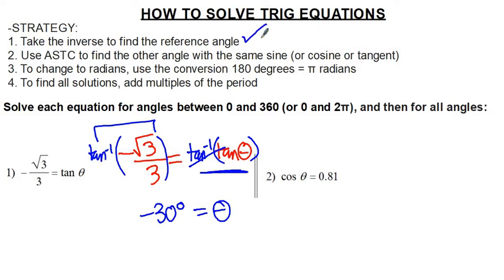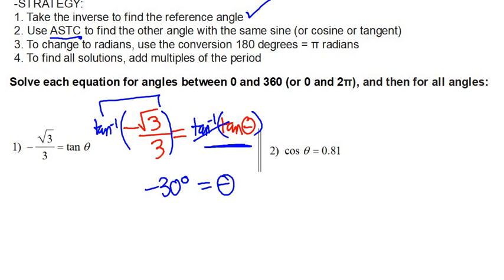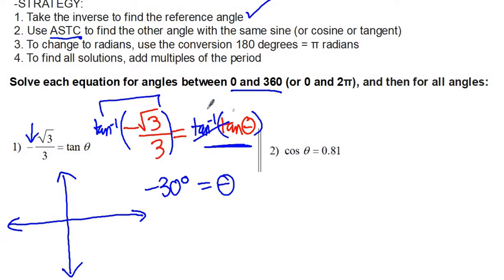So we're done with this. Second step is we have to use our acronym, All Students Take Calculus, to figure out where is the other angle. Because this question is asking us between 0 and 360, there's actually two places between 0 and 360 where tangent is negative. And I'll show you where both of those are, because that's what the problem is asking us. Solve for angles between 0 and 360.